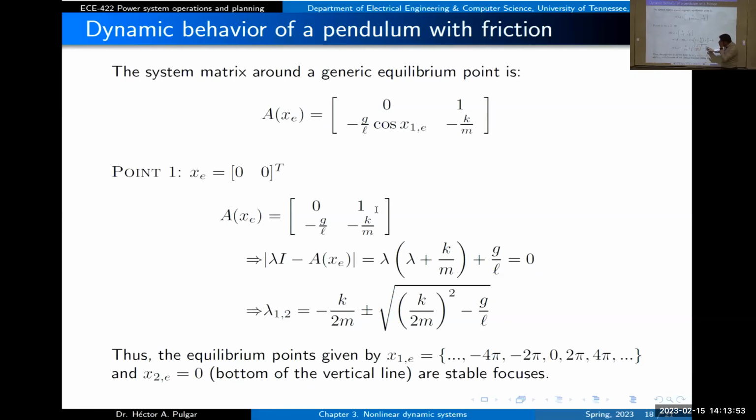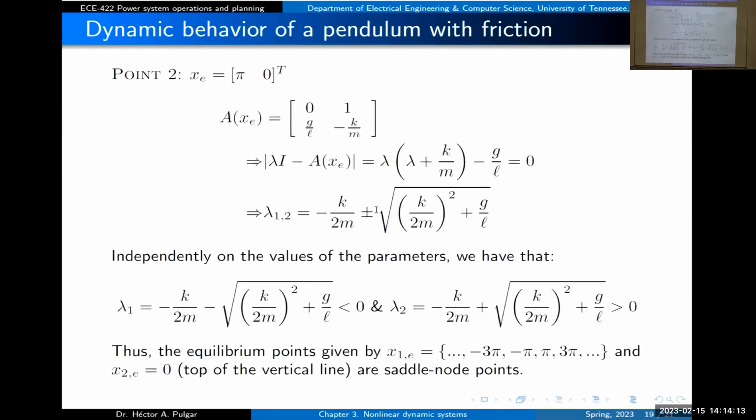Because this is going to be imaginary, the real part here is going to be negative, so this is a stable focus. Now, instead of having a center here, because you have damping, the pendulum will eventually converge to the equilibrium point 0, 0, and that is a stable focus. What happened with the other point?